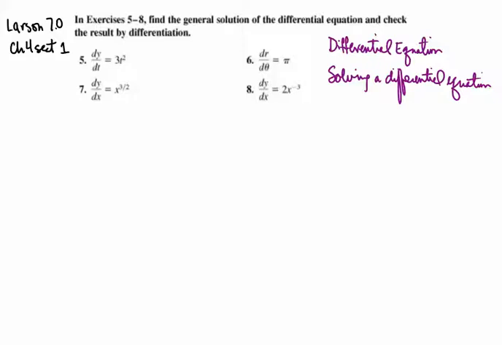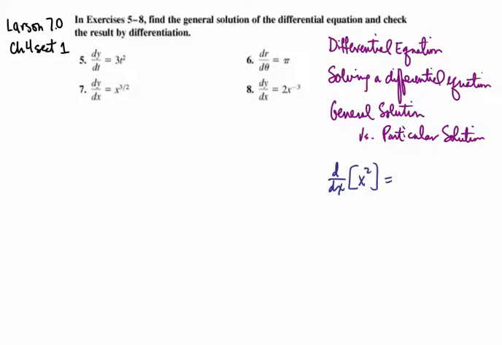So if dy/dt is equal to 3t squared, we want to know what y is. What is the function whose derivative is 3t squared? So to solve a differential equation means to find y, to find f of x, to find the underlying function. Then the third thing that we want to talk about is the difference between a general solution and a particular solution. With all derivatives, you have to remember an important point.